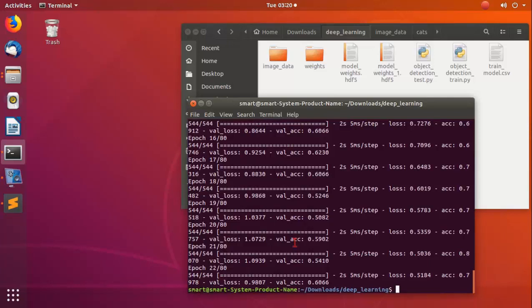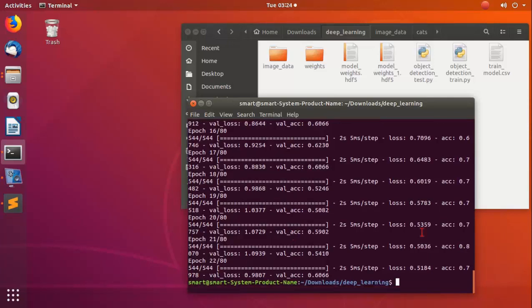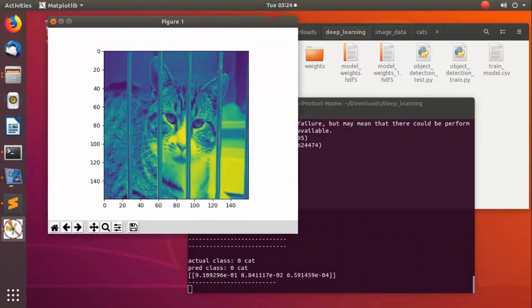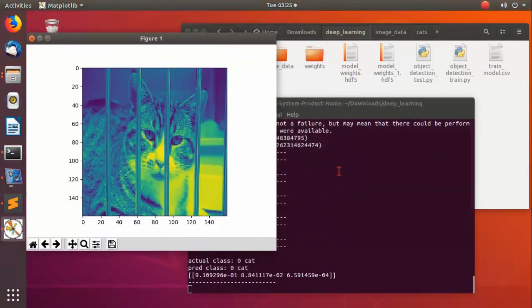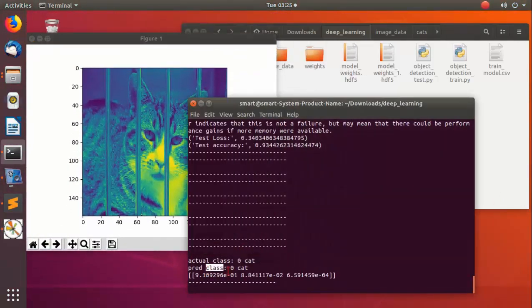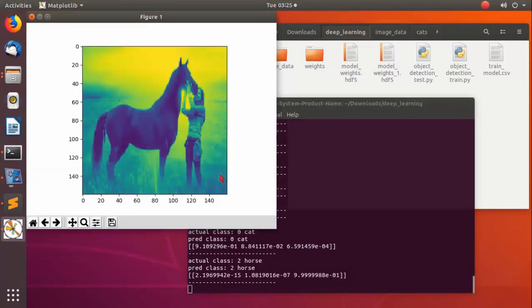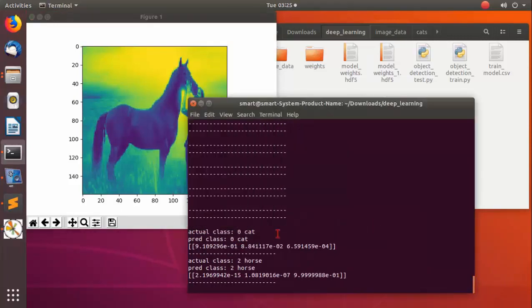So now I'm going to test our model. This is our cat image, and the actual class is cat, and our model prediction is also cat. This is our horse image, and the actual class is horse, and the predicted class is also horse.